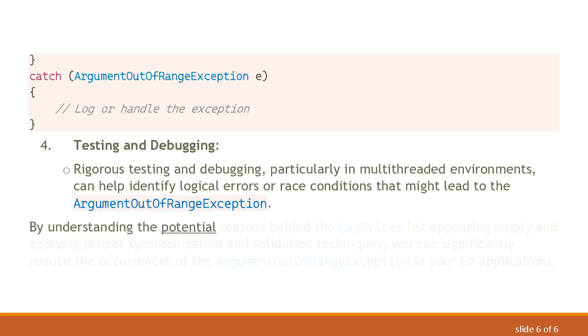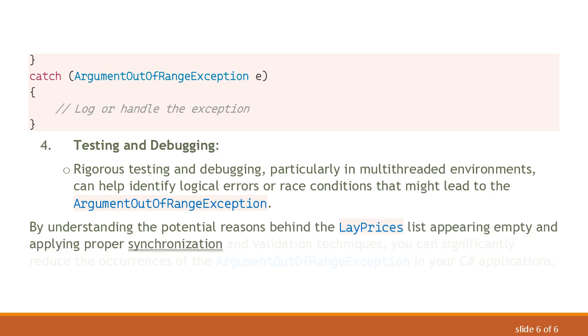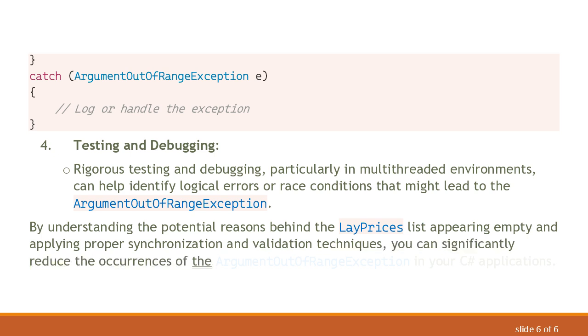By understanding the potential reasons behind the LayPrices list appearing empty and applying proper synchronization and validation techniques, you can significantly reduce the occurrences of the argument out-of-range exception in your C# applications.